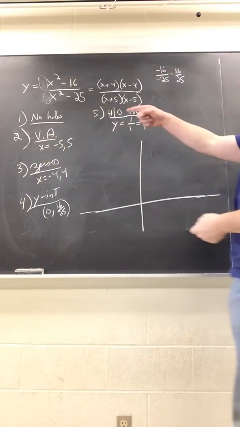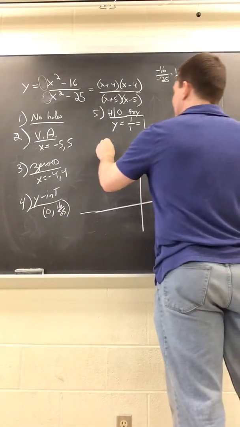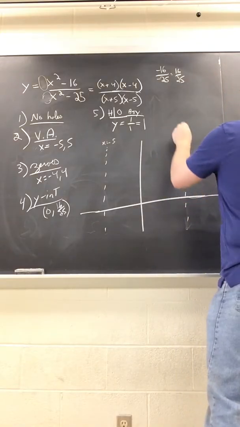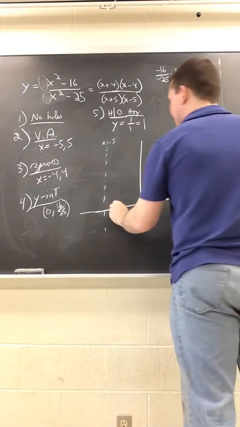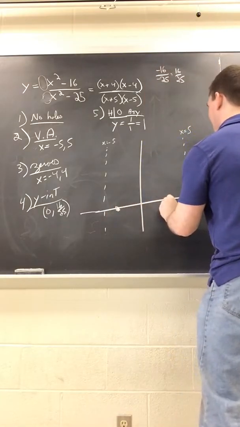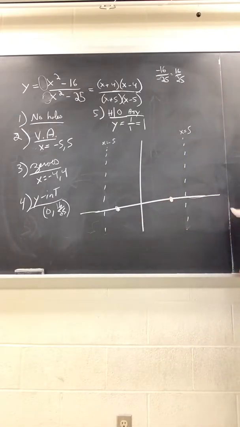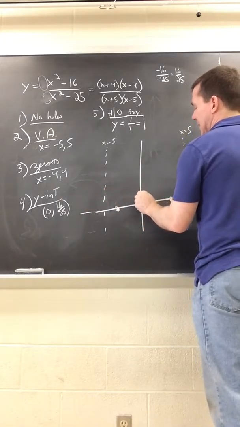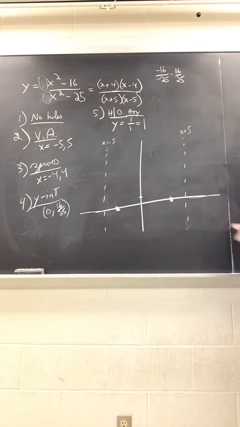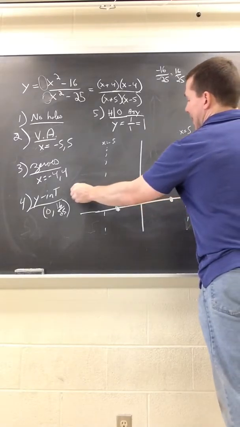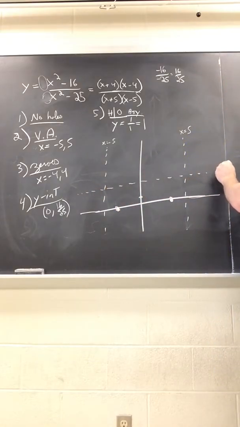So let's see. I have no holes again, so I don't have to worry about that. Vertical asymptotes at negative 5 and positive 5. I have zeros at negative 4 and positive 4. I have a y-intercept this time at 0, 16 over 25. When you're plotting this, make sure you plot it accurately in relation to everything else. 16 over 25 is less than 1. So it's like right there, we'll say. And then I have a horizontal asymptote at 1. And again, just make sure that y-intercept is less than 1, so my horizontal asymptote is above it. We'll say it's right there.